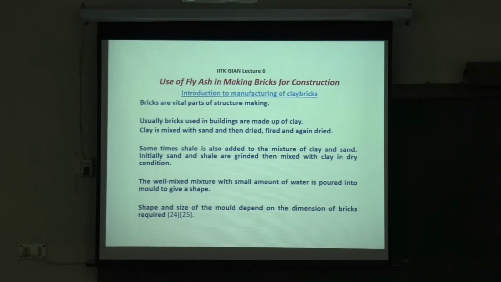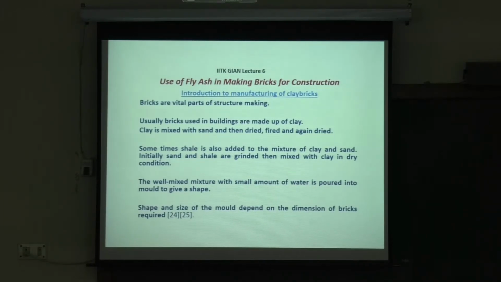So clay is mixed with sand and then dried, fired, and again dried. That's how bricks are made. Sometimes shale is also added to the mixture of clay and sand. Initially, sand and shale are grinded, then mixed with clay in dry conditions. The well-mixed mixture with small amount of water is poured into mold to give a shape. So that's what bricks are done.